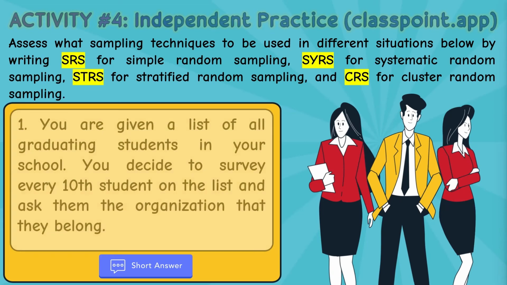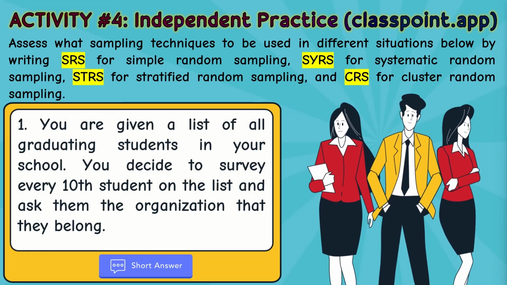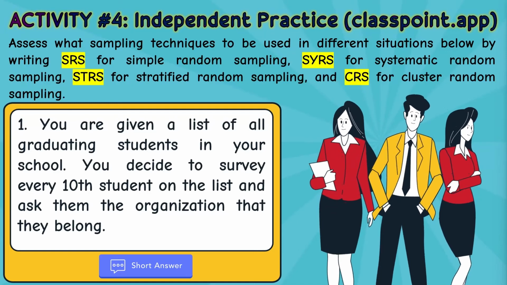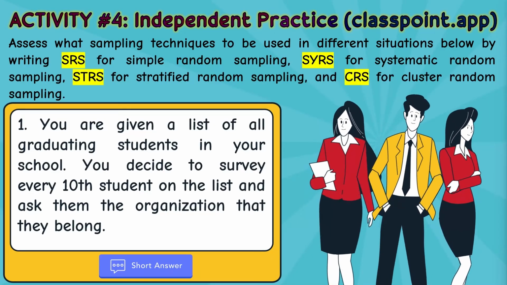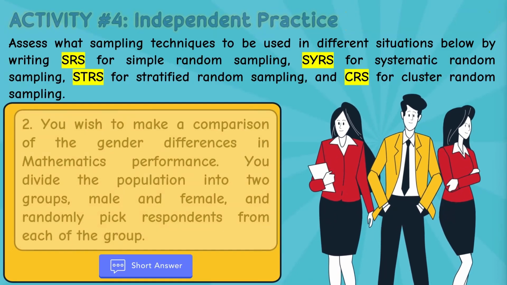Okay, so for question number 1, you are given a list of all graduating students in your school, and you decide to survey every 10th student on the list, asking them the organization that they belong to. What is your answer? Okay, very good. The correct answer is stratified random sampling.